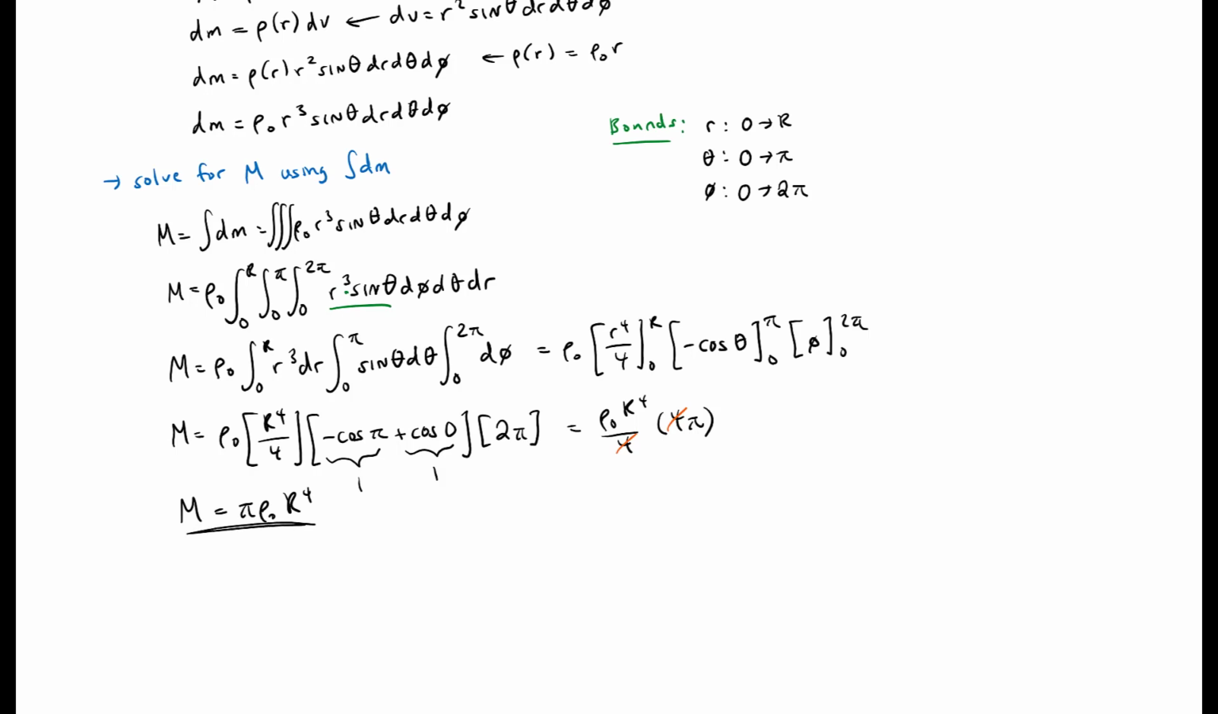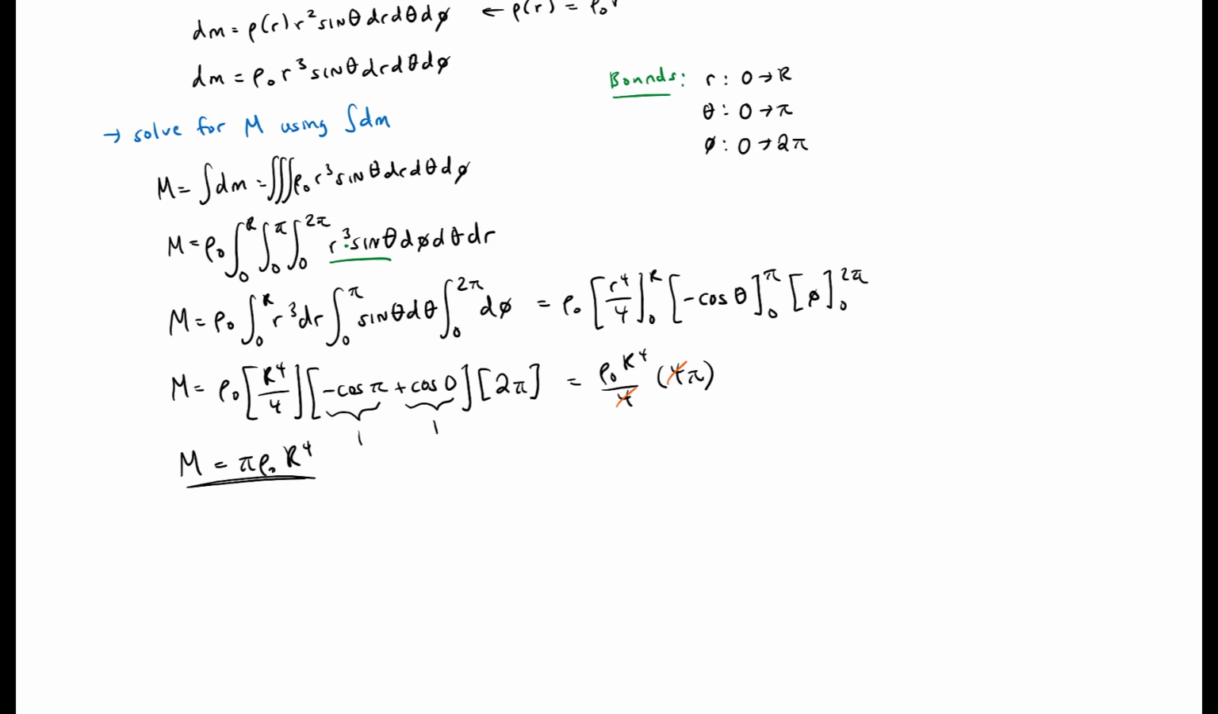Okay, so we figured out an expression for capital M, but that's not exactly what we're looking for. We're trying to define the density function, and our goal was to try and solve for rho naught, which we can now. We have rho naught is equal to M over pi R to the 4, and because rho of r is equal to rho naught r, we can rewrite this as rho of r is equal to rM over pi capital R to the 4. And now we're finished with the question.